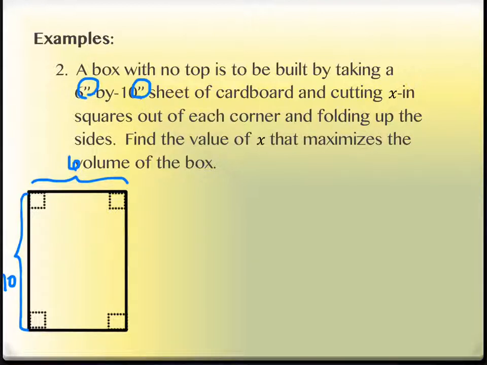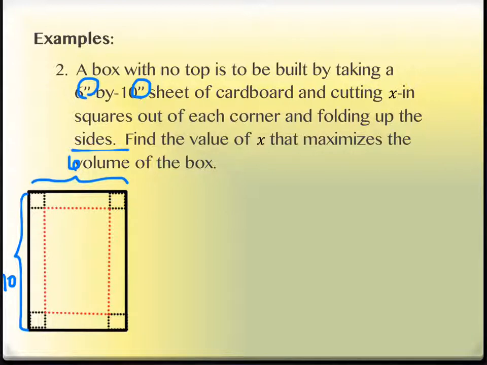So let me draw my fold lines in next. In fact, I'll do it in a different color just to make that clear. So these pieces are ones where I'm going to fold along. Okay, so we're cutting out the black squares in the corners. We're folding along the red lines. And the shape that we have left is going to be having a volume, right? Because it says that I'm going to maximize the volume.